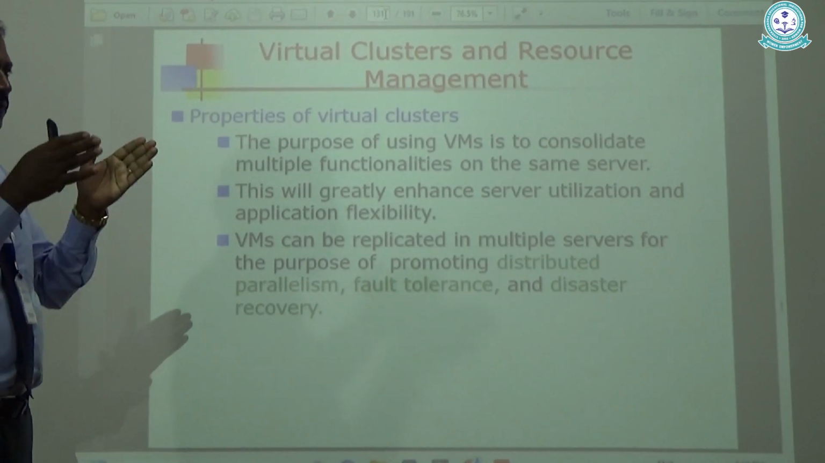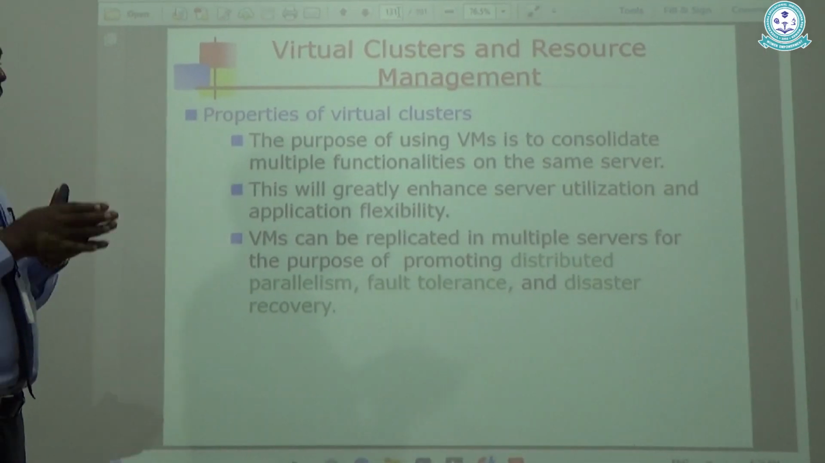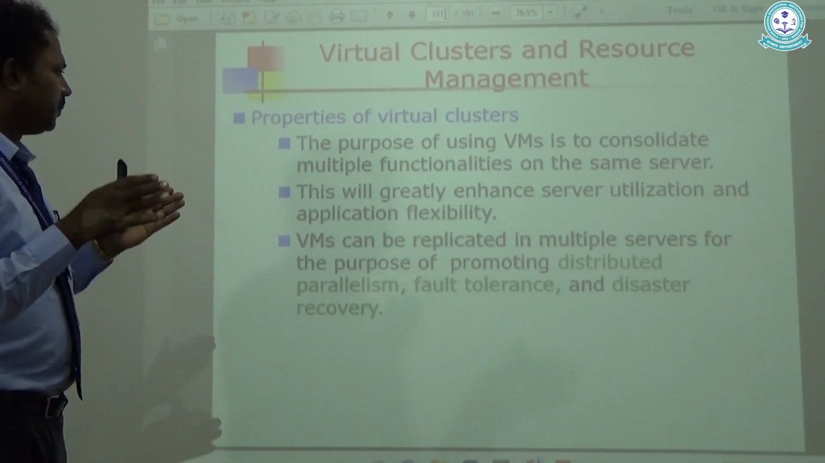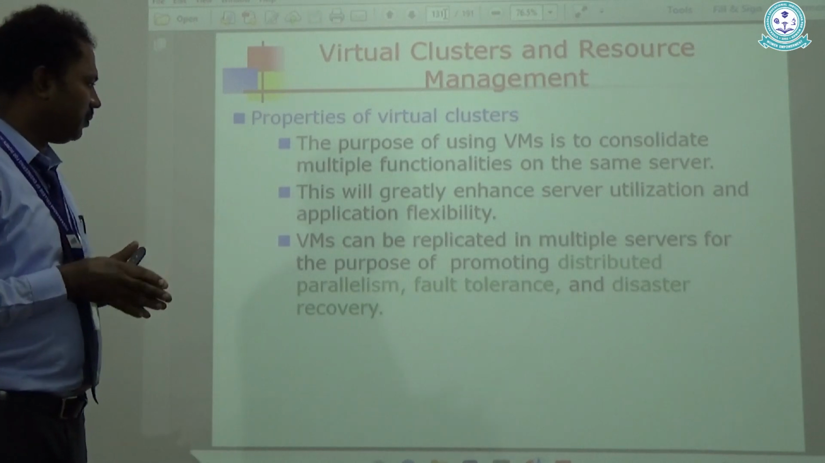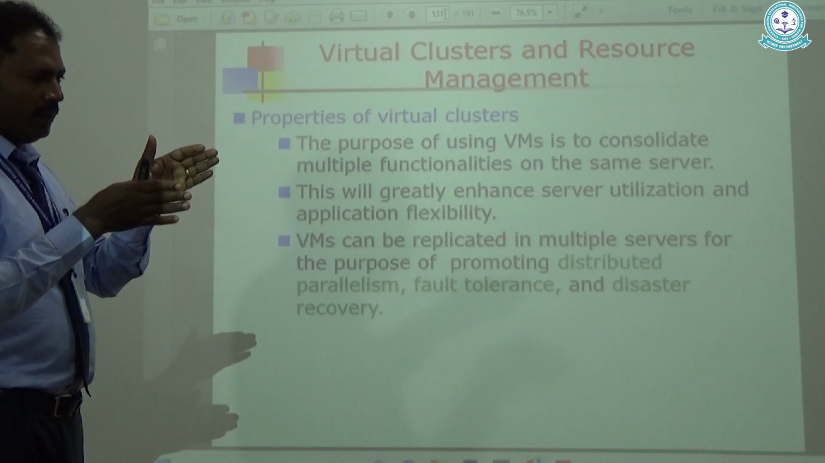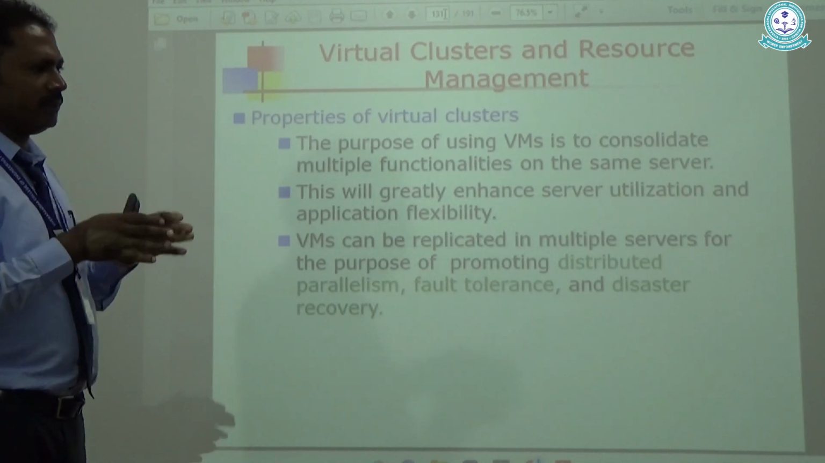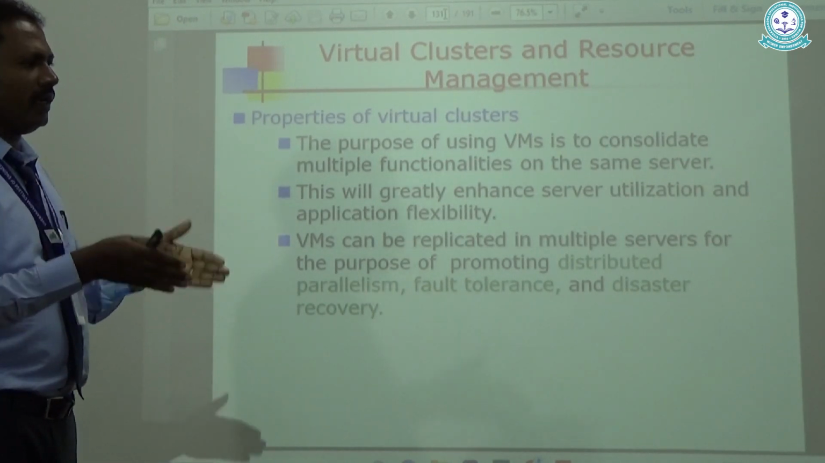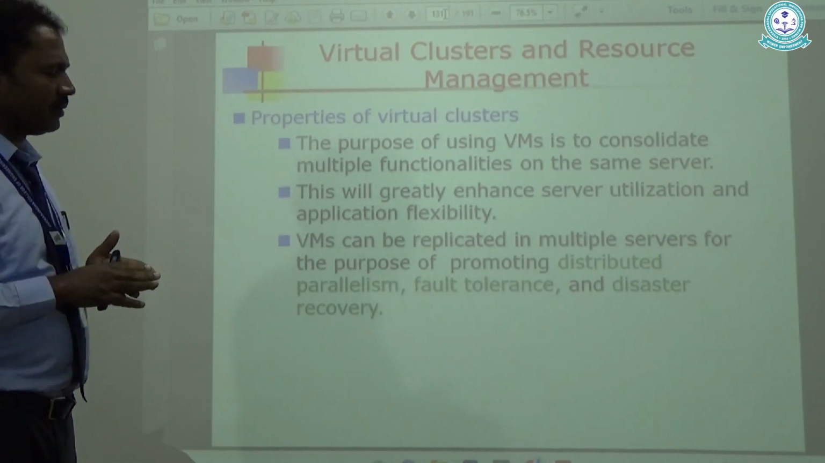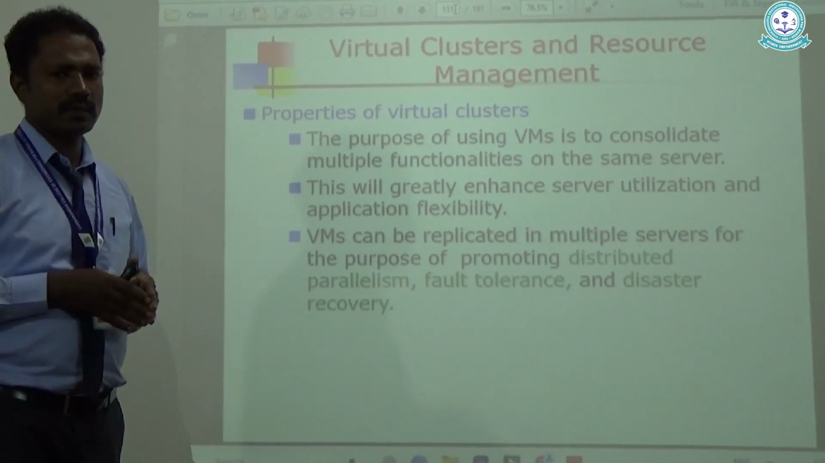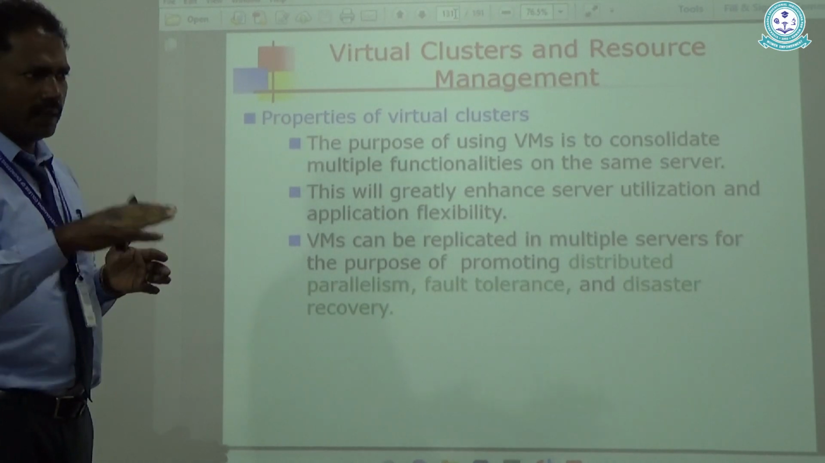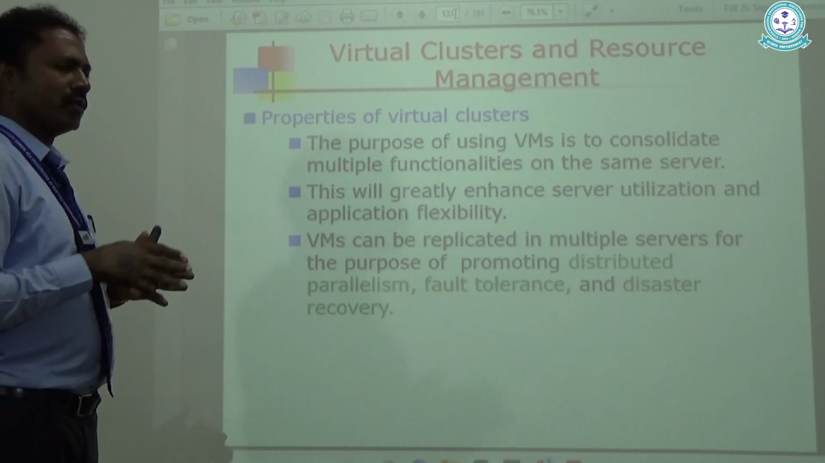Say for example, the identifier of the virtual machine is 3, VM3, virtual machine 3. It can be replicated on various servers for the purpose of promoting distributed parallelism, fault tolerance, and disaster recovery. Say for example, if one physical server is degraded or failed, since this is replicated on another server, it can be taken over by another server. So these are the various properties of virtual clusters. In the next session I will show how the resources can be managed.